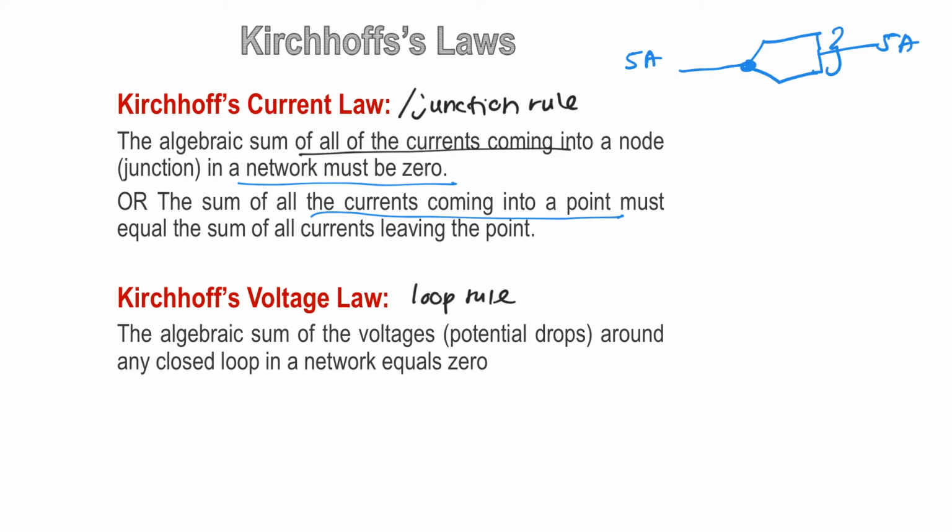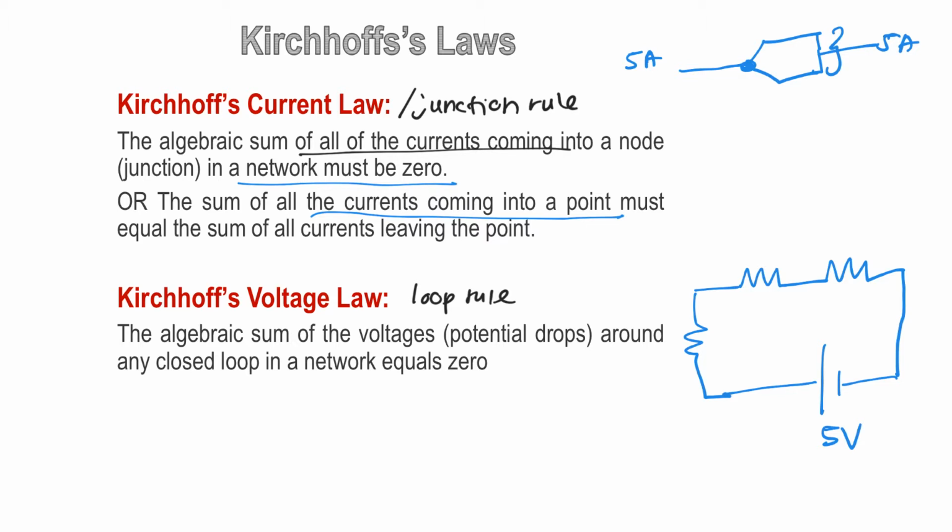Kirchhoff's voltage law states that the sum of the voltage around any closed loop in a network equals 0. What does it mean by that? For example, if we have a resistor and then you have a voltage here, say 5 volt, voltage we can call a potential difference, or we can call it potential energy.